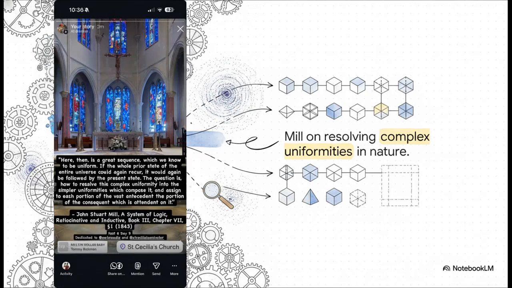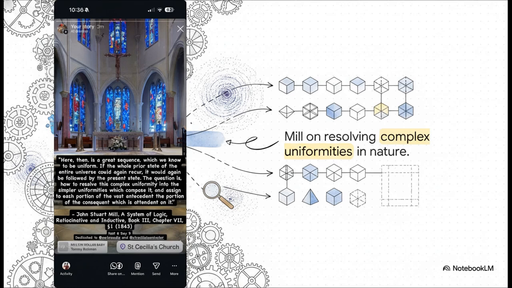And this historical continuity lines up perfectly with what much later philosophers formalized. Fast forward to 1843, and you have John Stuart Mill talking about observing uniform sequences in nature. He argues that we have to resolve the complex uniformity of the universe into simpler uniformities. Basically, he's talking about taking the massive, overwhelming chaos of nature and systematically breaking it down.